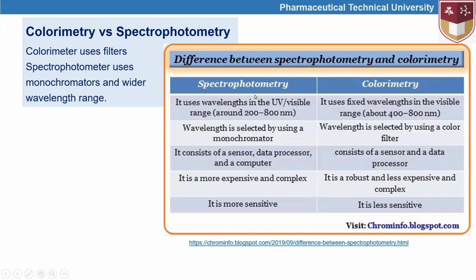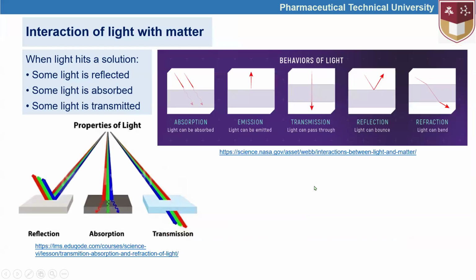Since spectrophotometers are equipped with some complex mechanisms, they are more expensive and they are more sensitive, and colorimeters are kind of primitive versions of spectrophotometers, and that's why they are not as expensive as spectrophotometers, and they are expected to be less sensitive compared to spectrophotometers.